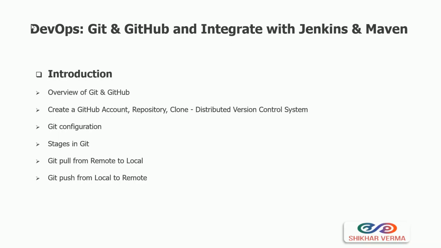In the introduction section, I will start with an overview of Git and GitHub. I will show you how to create a GitHub account, how to create a repository and how we can clone a remote repository to your local machine. We'll discuss the distributed version control system, how to do the Git configuration, various stages in Git, and how we can use the git pull and git push commands.